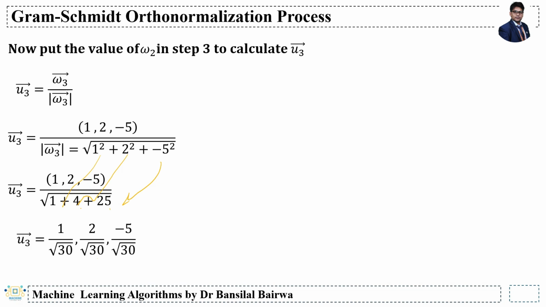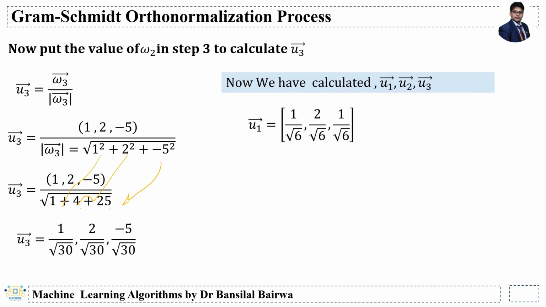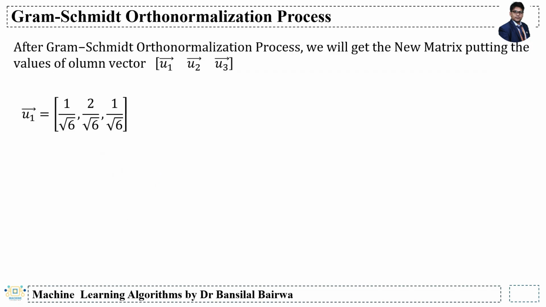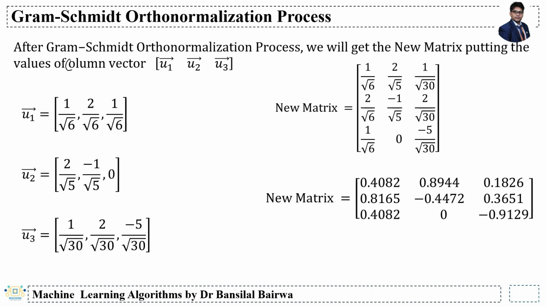So till now we have calculated all the u1, u2, u3 values, right? I have mentioned what values we calculated, u1, u2, u3, that are the orthonormal vectors, okay. So after the Gram-Schmidt orthonormalization process, we will get the new matrix by putting the values of these column vectors u1, u2 and u3. This is our new matrix.